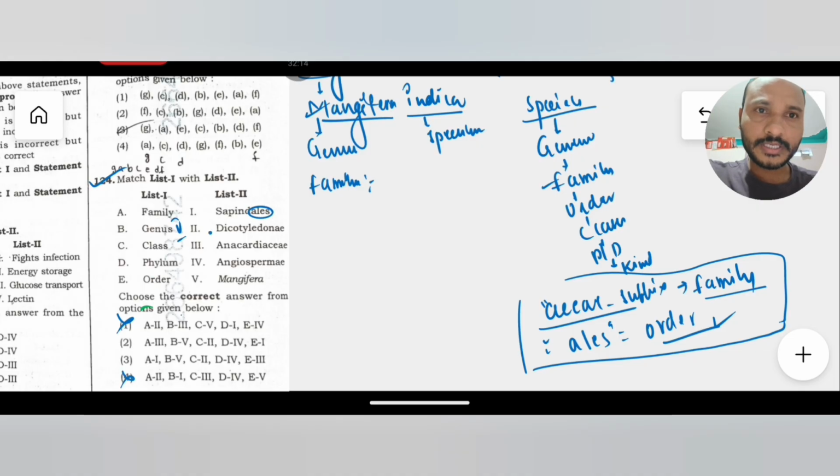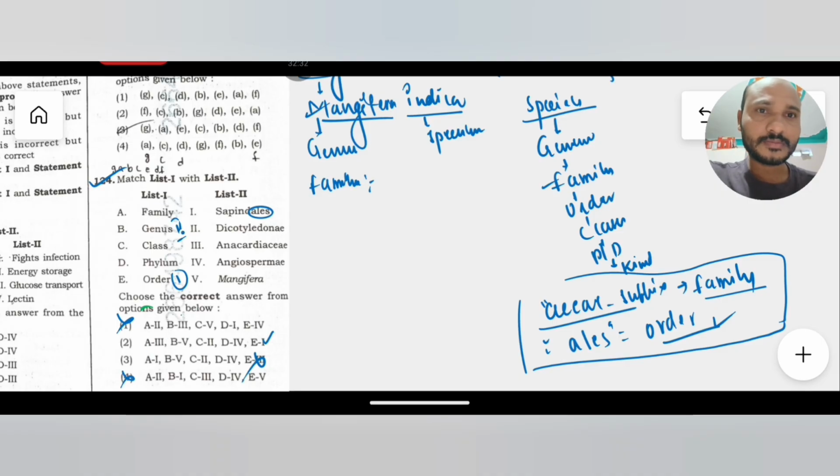So here order 1, so E1. Here choose E1. Yeah, here we have E1. Here we don't have E5. So here E3, so we remove this. So the answer is second only.